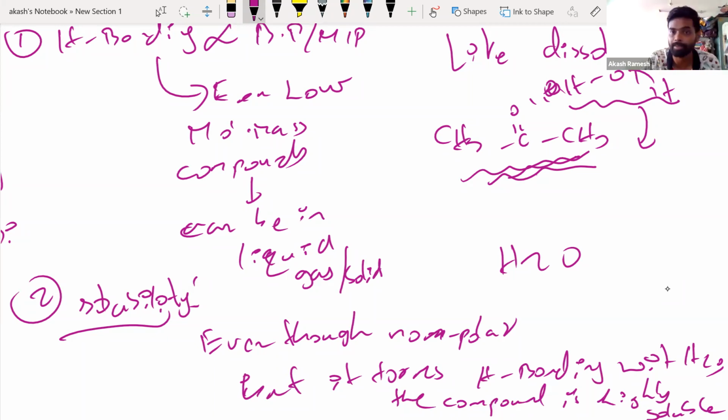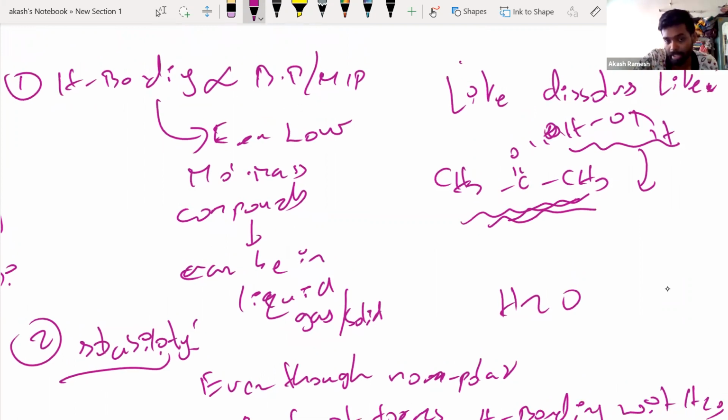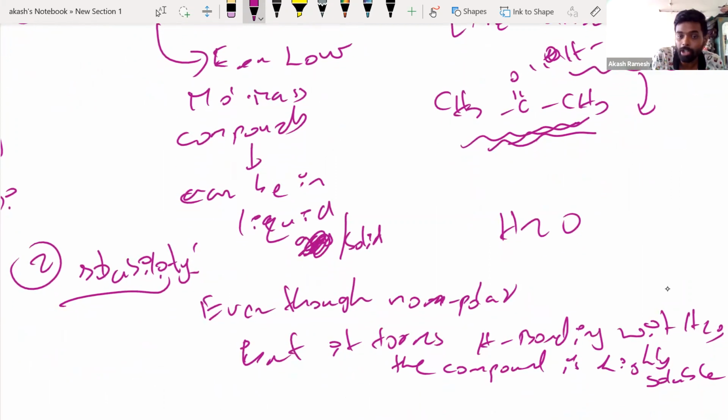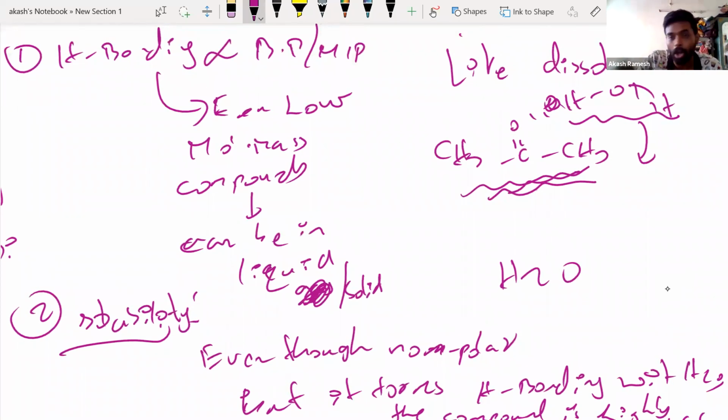That's the second consequence. The first consequence is that even though I have low molecular mass, if I have hydrogen bonding, I can have a higher boiling point or melting point, and be in the liquid or solid state. Or, even though the molecule is non-polar, I expect it not to be soluble in water, but if it can form hydrogen bonding with water, the compound will be highly soluble. The best example is acetone. We'll talk further about hydrogen bonding next class.